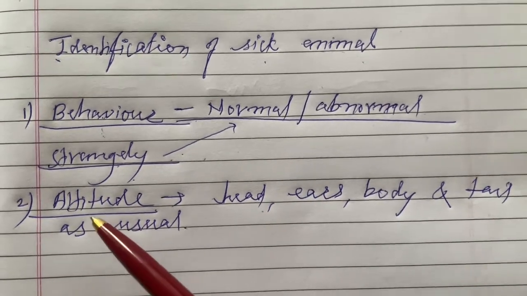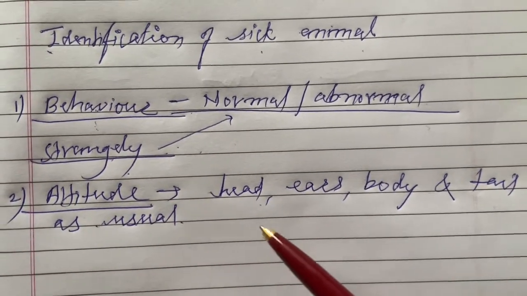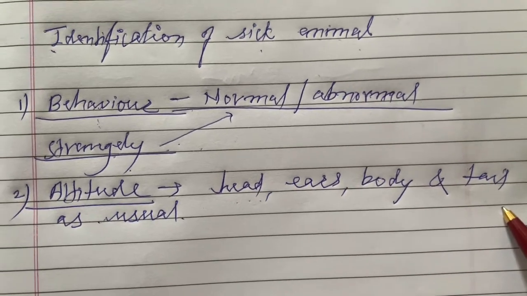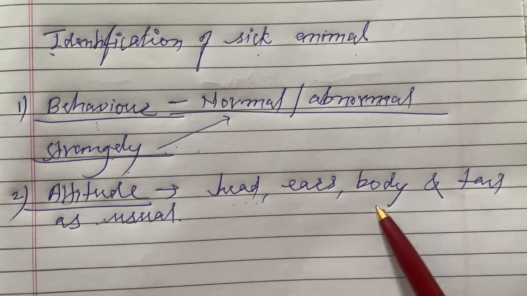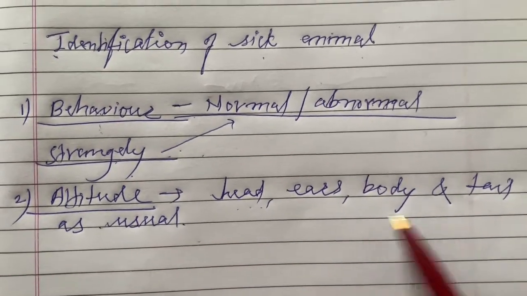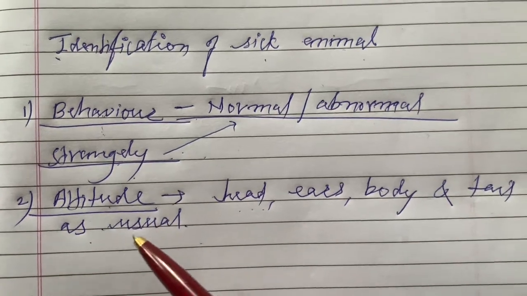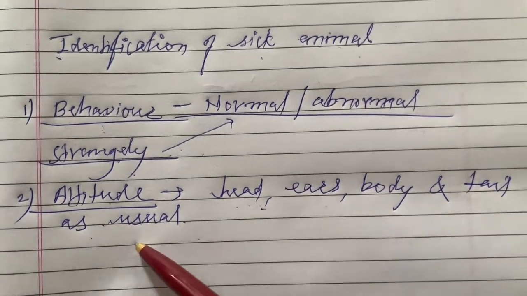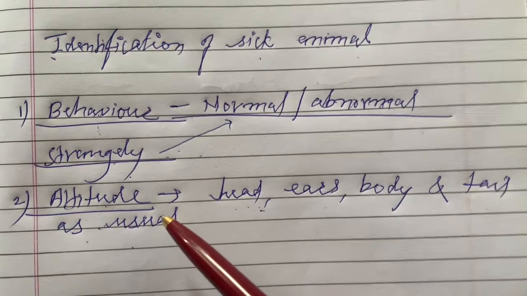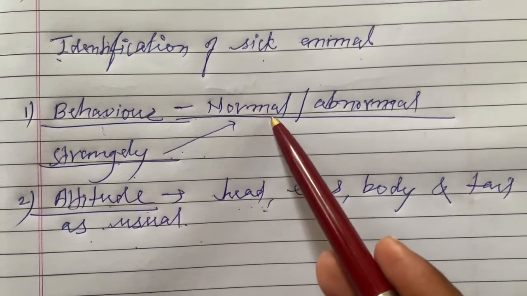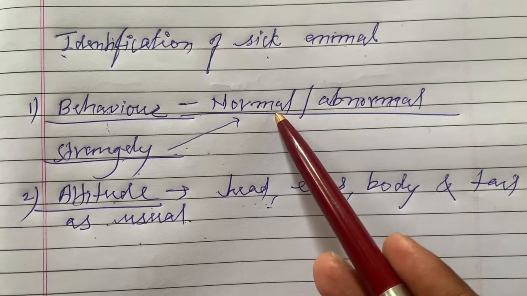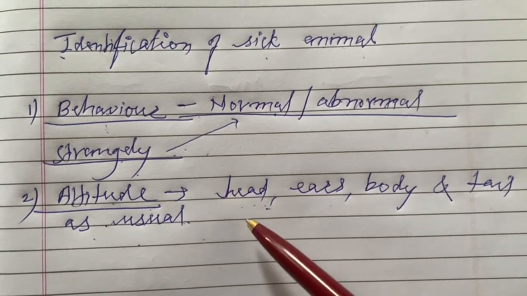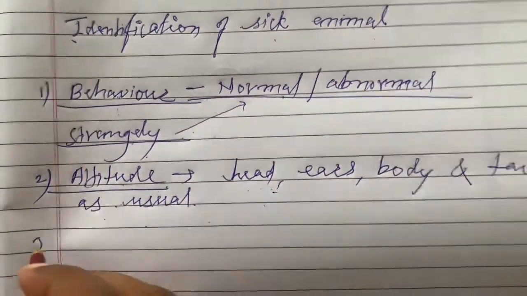The attitude of animals may be identified by observing such points, that is the head, ears, body, tail. If the head, ears, body, tail are not as usual, we may say that the attitude of animal has been changed and the animal is sick. And if we find that the head, ears, body and tail are as usual, we may say that the attitude of animal has not been changed and the animal is normal. So this is the second question on which basis we may say that the animal is healthy or not.